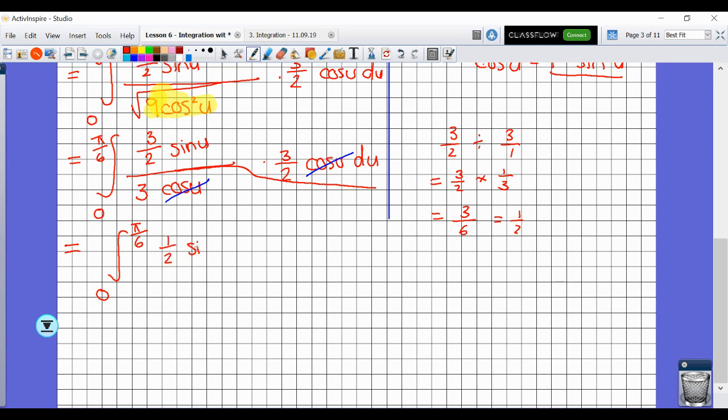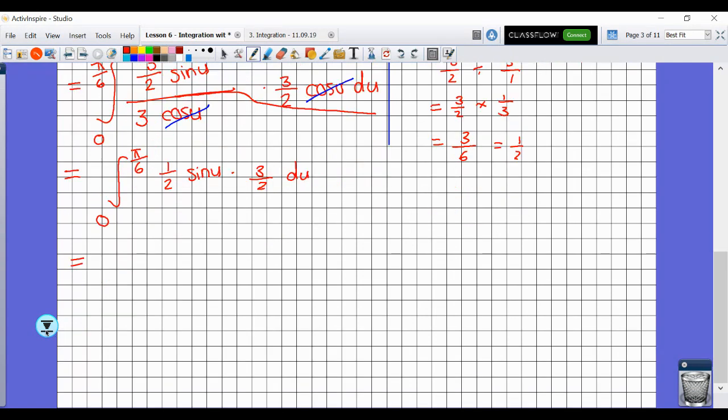So just get a half sine u times 3 over 2 du, because remember the cos u cancelled off. Again, feel free to type this into a calculator. This is just how you do this without a calculator. Keep your integral signs there, 0 and pi over 6. What we're going to do is deal with the half times the 3 over 2. So multiply the top 2, multiply the bottom 2, gives you 3 quarters sine u du.